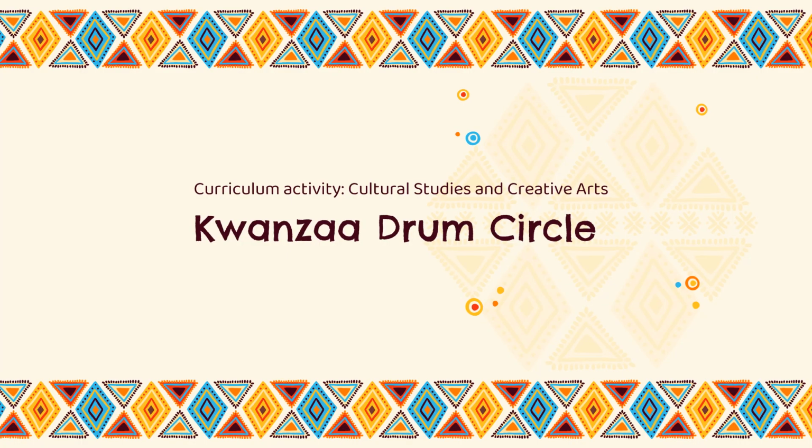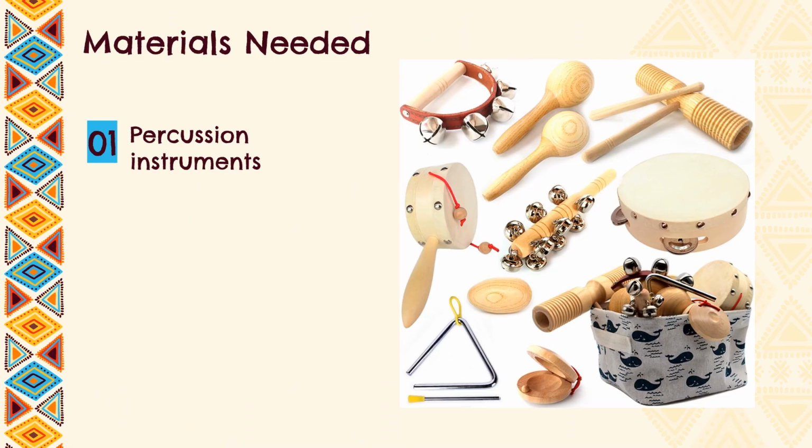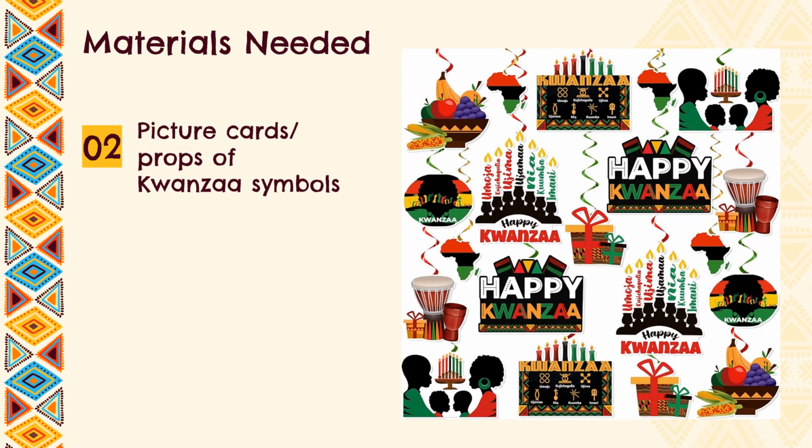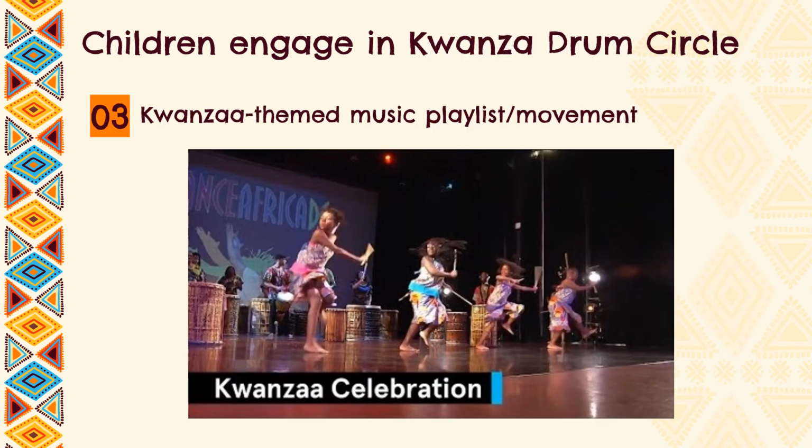To connect African cultures and diversity to the early childhood education curriculum, I would like to organize a cultural activity named Kwanzaa Drum Circles for the children. The materials needed for this activity are first various percussion instruments such as drums, shakers, tambourines, and bells. We also need some picture cards or props of Kwanzaa symbols to show children. We also need to prepare some Kwanzaa themed music playlists such as African drumming and traditional songs. We can also show children some videos about the Kwanzaa celebration, dancing and movement, just like in the video.